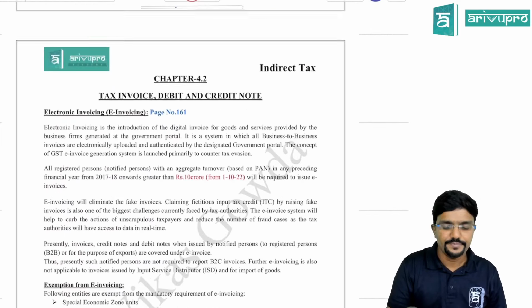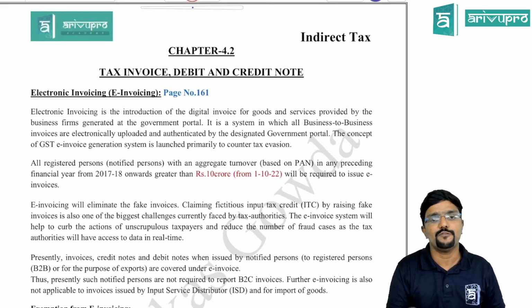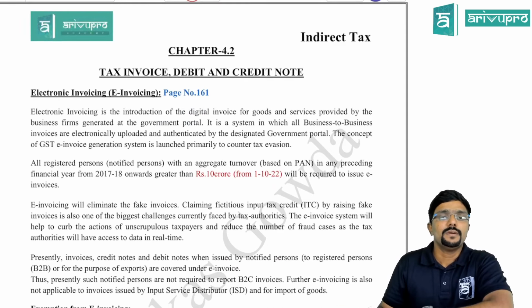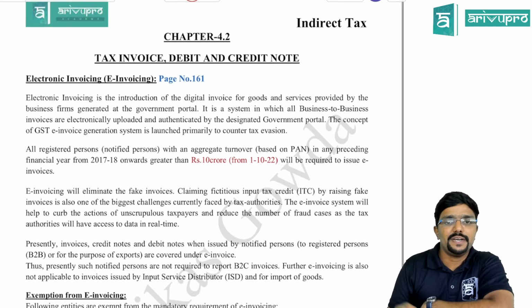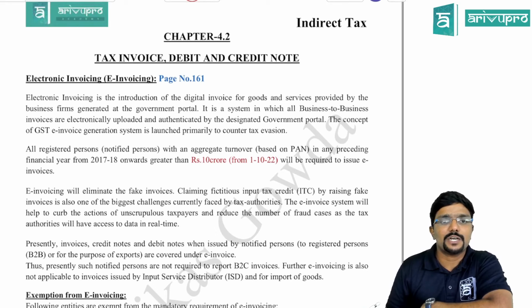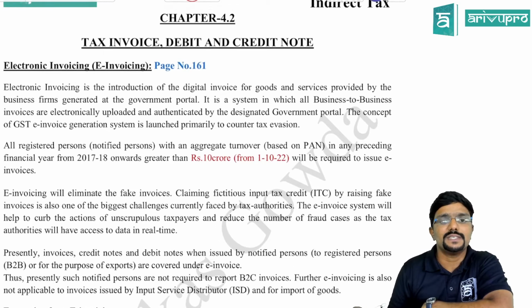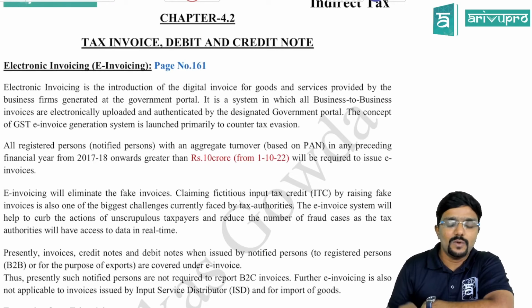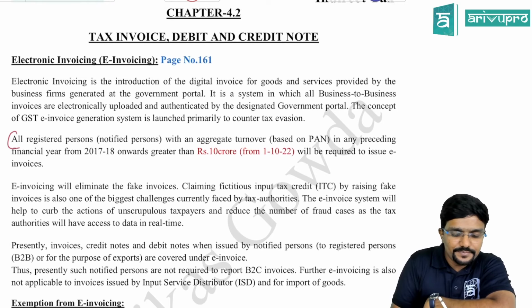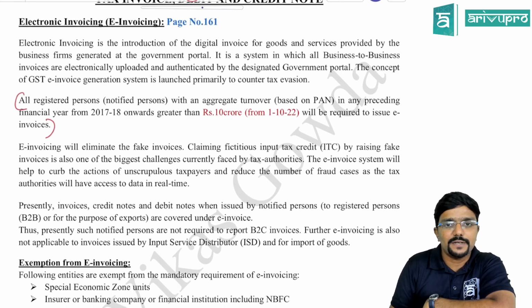We'll move ahead to the next chapter, chapter 4.2. Come to the tax invoice, debit and credit note chapter. Electronic invoicing, or in short, e-invoicing, on page number 161. Come to this paragraph straight away. The change is with respect to this.